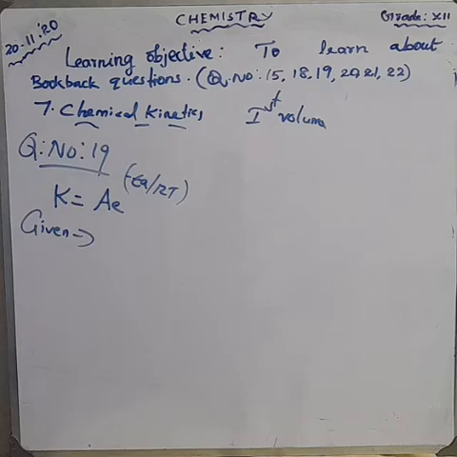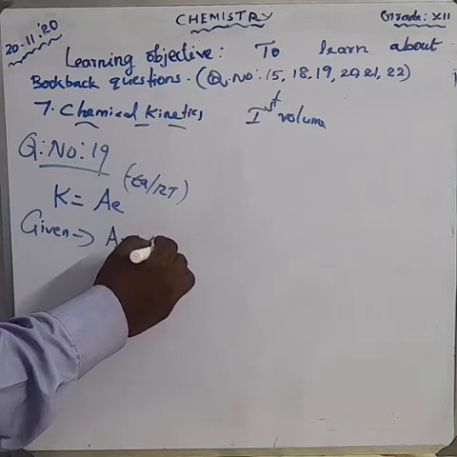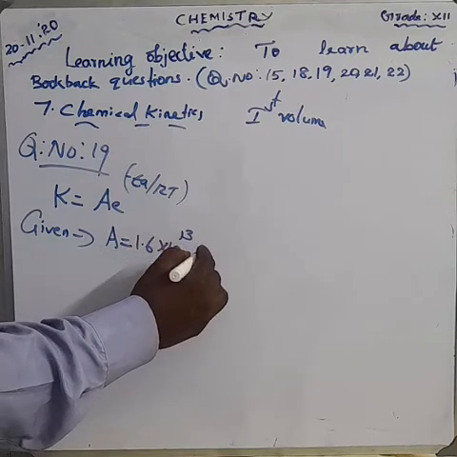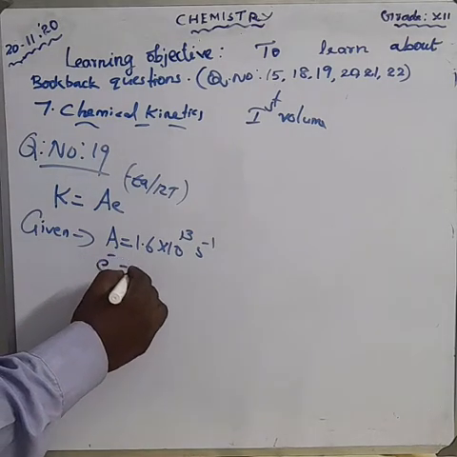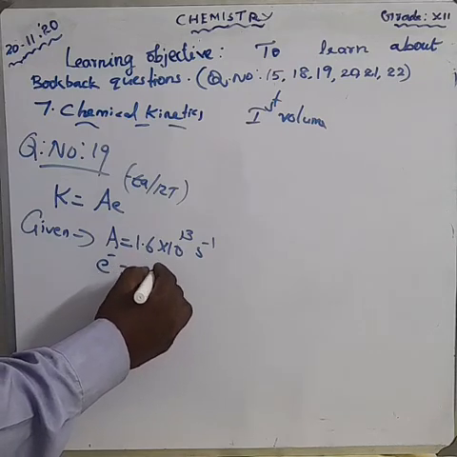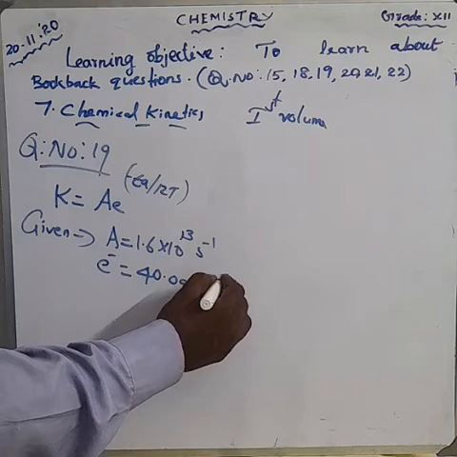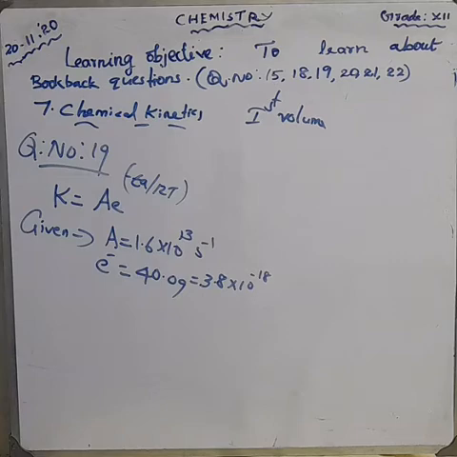What's the given? Frequency factor A. A is equal to 1.6 into 10 raised to 13 second inverse. That's given. And also the value of E. E is equal to 3.8 into 10 raised to minus 18. So we should substitute this value.